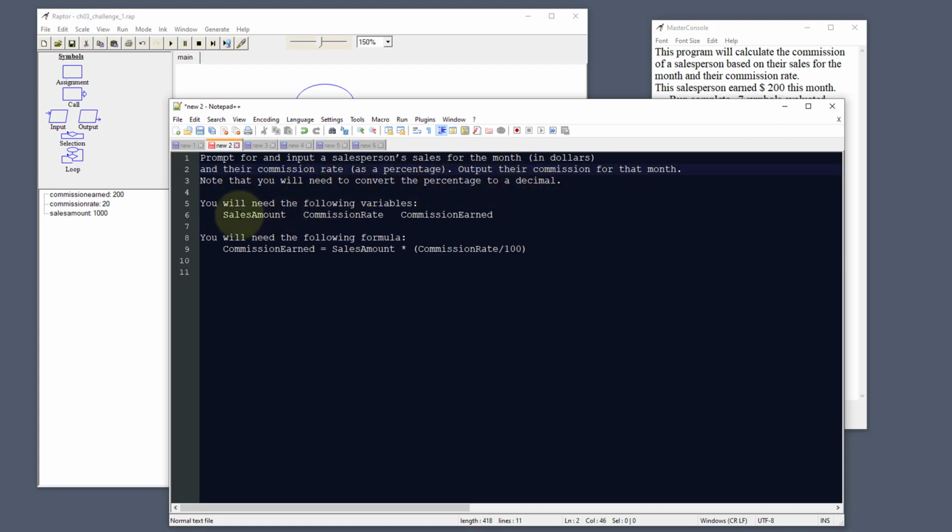So what we're going to need on this are 3 variables: sales amount, commission rate, and commission earned. We're also going to need the following formula. Commission earned is going to equal sales amount times commission rate divided by 100, and that will get us our percentage into a decimal.